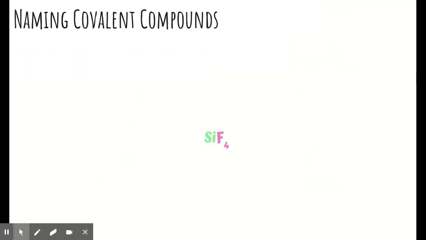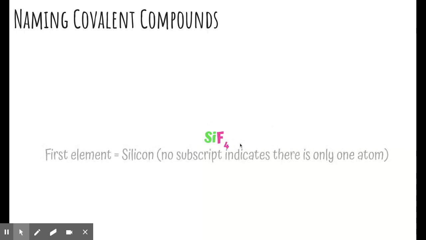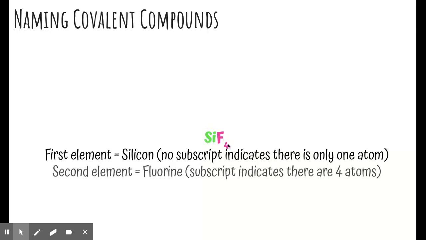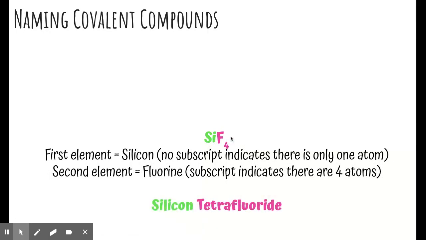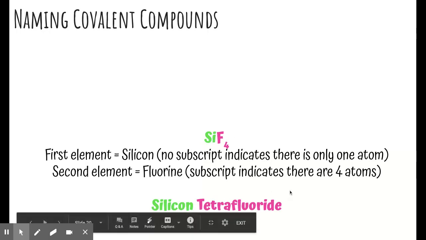Okay, so for naming them, in this case, your first element is silicon. There's no subscript, so that indicates there's only 1 atom. Since that's a 1, we're not putting mono on the first word. This is just going to be silicon. And then we look here, we have fluorine. There's a 4 after it, so that says that there's 4 atoms. So we're just going to write out tetrafluoride. So again, we're changing the IDE.